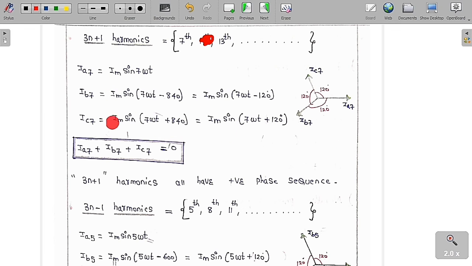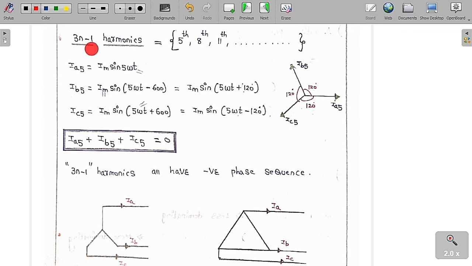So if we add all these vectors, Ia7 plus Ib7 plus Ic7, at every instant it is always equal to 0. So therefore 3n plus 1 harmonics all have the positive phase sequence. Means whatever the original vector phase sequence, the same phase sequence will be present. So all the 3n plus 1 odd harmonics will always have the positive phase sequence. Means they are going to follow the same principle of the original vector's phases.